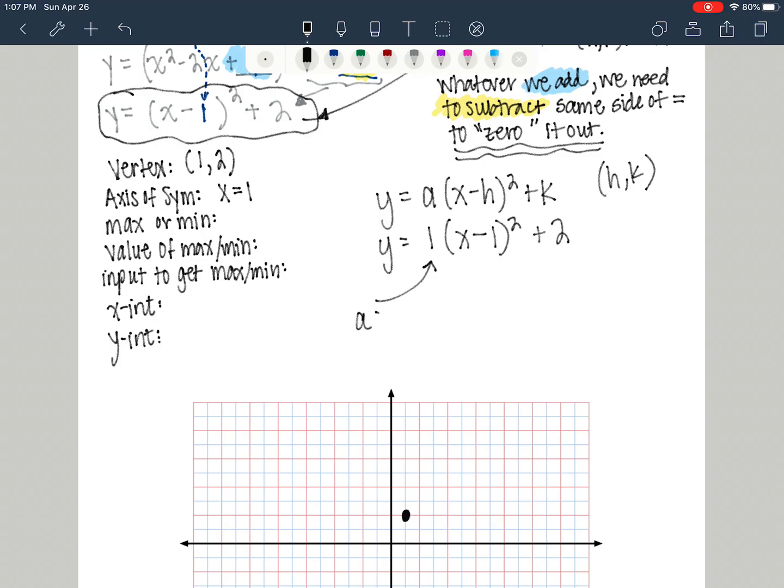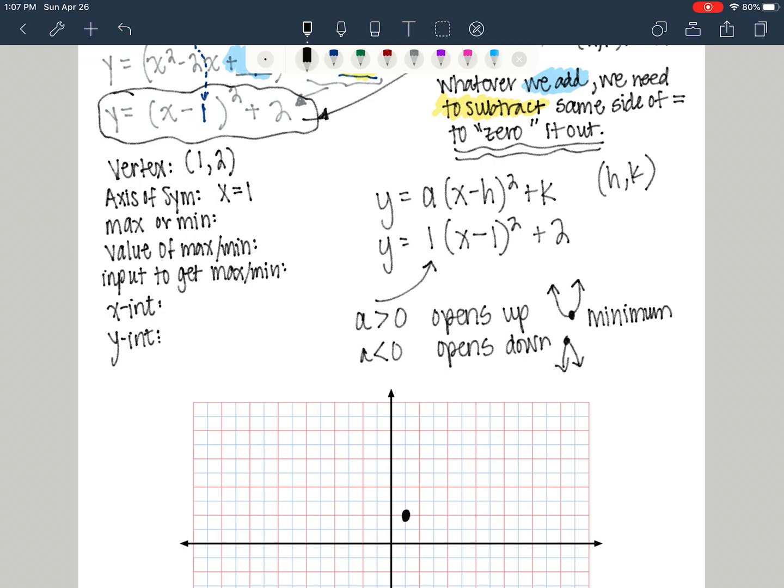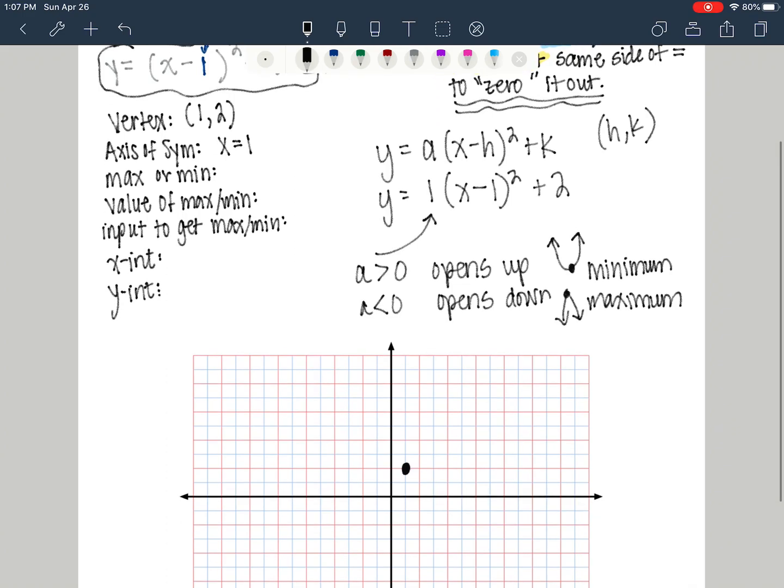You'll recall from Algebra 1, when a is greater than 0, the parabola opens up, which means we have a minimum. When a is less than 0, the parabola opens down, which means we have a maximum. Because a is 1, and that's positive, this parabola is opening up, meaning we have a minimum value. The value of the minimum is your y value, the lowest y value. Minimum equals 2. And the input to get to the minimum is 1.